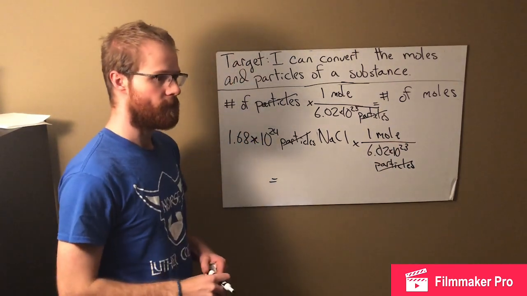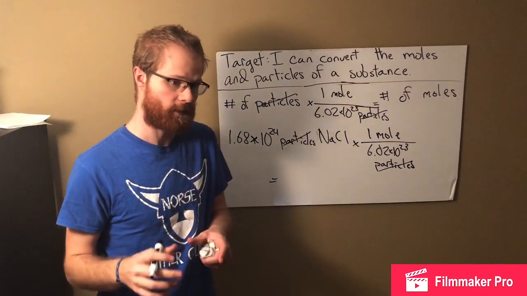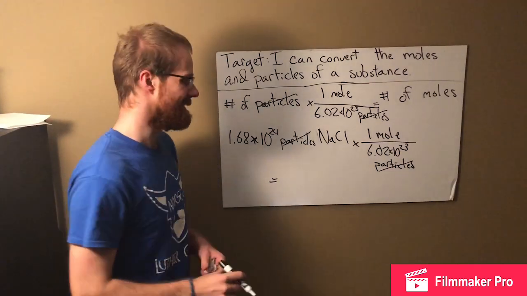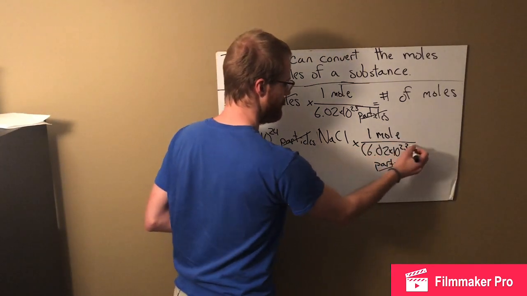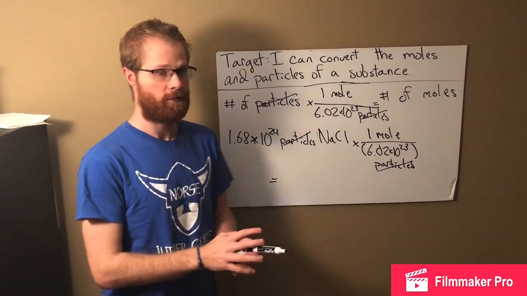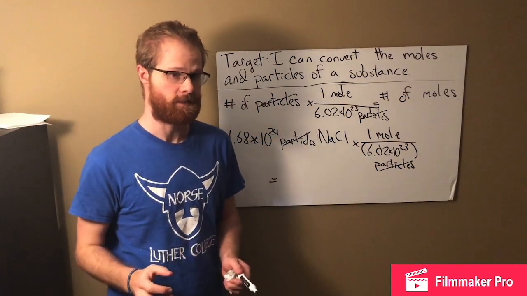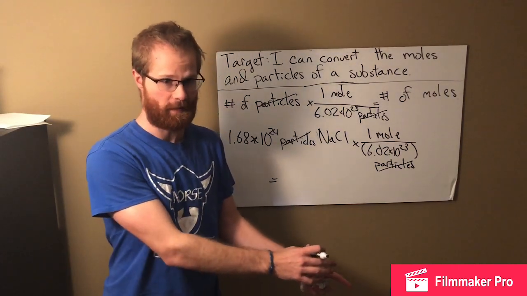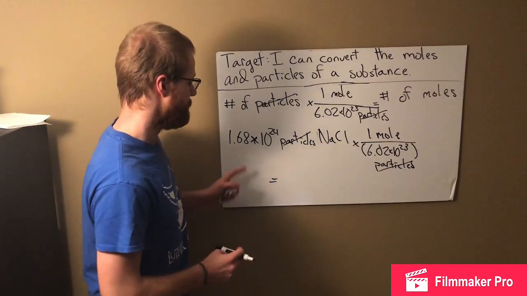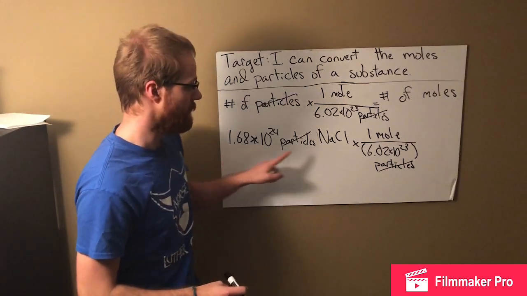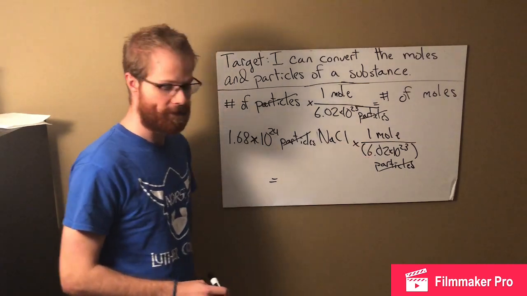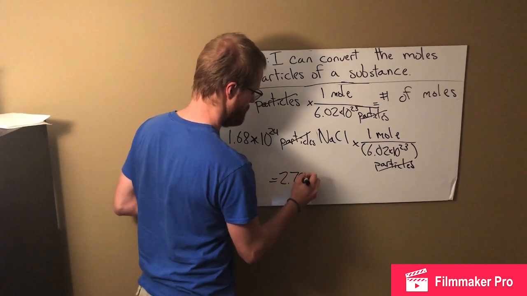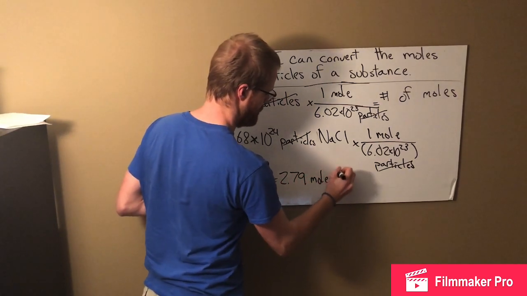One big mistake that people make is that when they're punching the numbers into their calculator, the calculator doesn't do their order of operations correctly. An easy way to fix that mistake is to simply put any number written in scientific notation in parentheses so that your calculator is forced to do the order of operations correctly. Okay. So we'll take 1.68 times 10 to the 24th divided by 6.02 times 10 to the 23rd, and you should get 2.79 moles of NaCl.